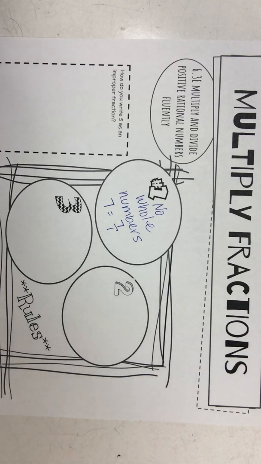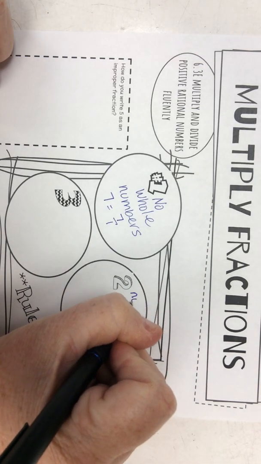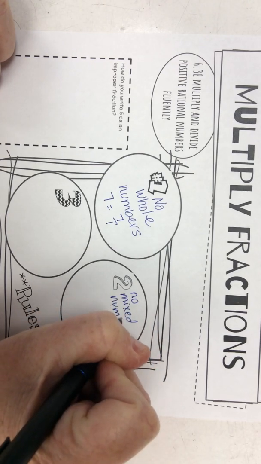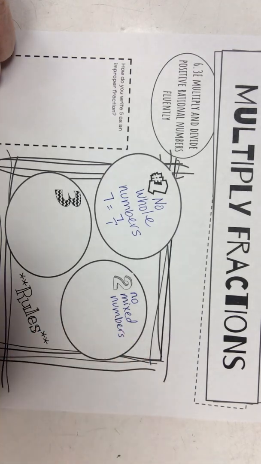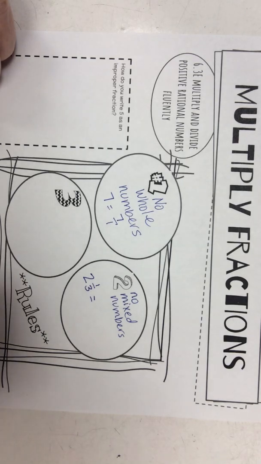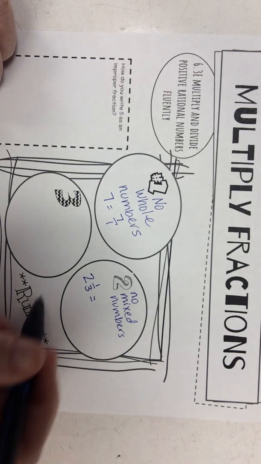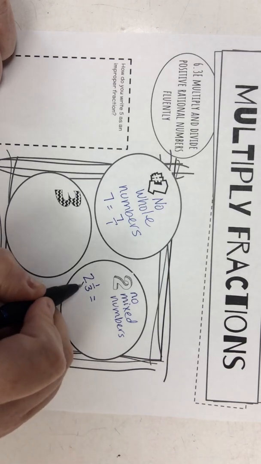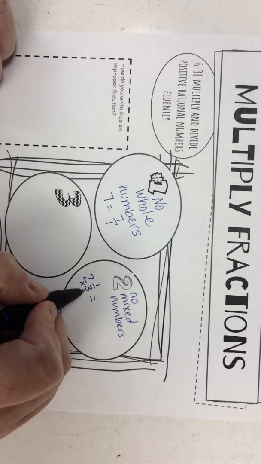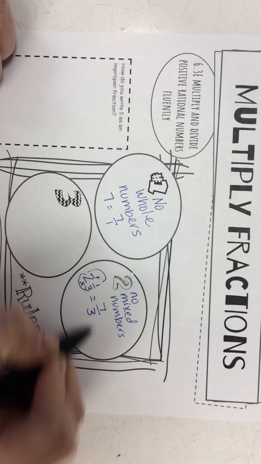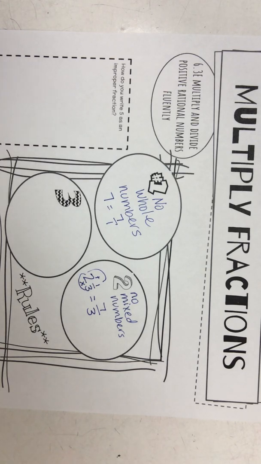Rule number 2 is no mixed numbers. Now, what do we do? Make it improper. So if I had 2 and 1/3, I would use what's called the Mad Math, Texas, or popcorn method. We are going to make it an improper fraction. So 3 times 2 is 6, plus 1 is 7/3. Now I could multiply that, okay?